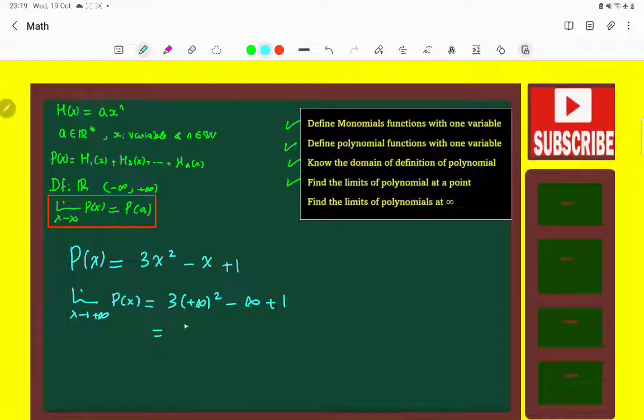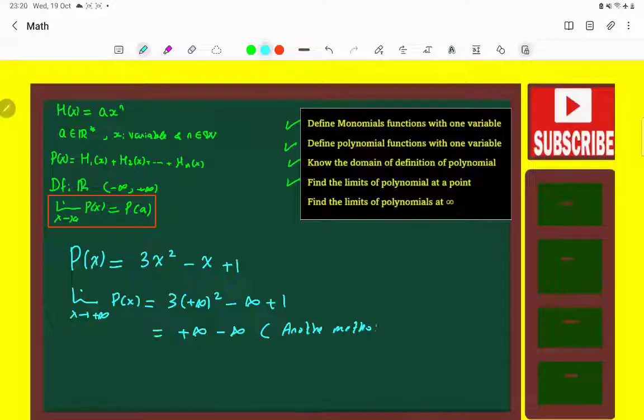Plus infinity power 2 will give plus infinity. 3 times plus infinity will give plus infinity, minus infinity, and the constant doesn't matter. So here I'll get plus infinity minus infinity. And as I told you, this is an IDF case in which we can't say that this is equal to 0. So for this reason, we need to find another method. Whenever we face an IDF case, we need to find another method.